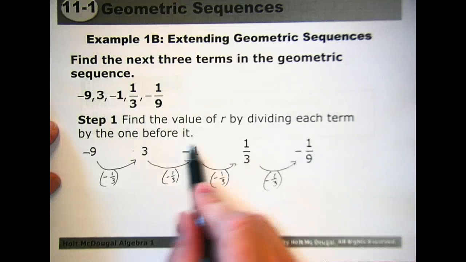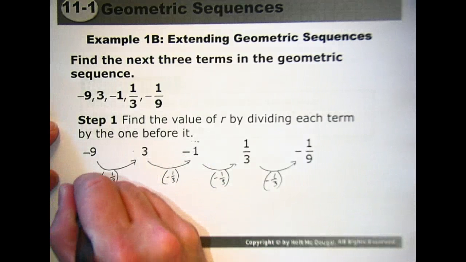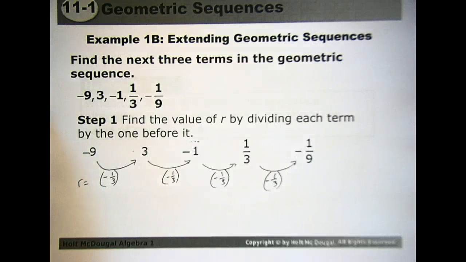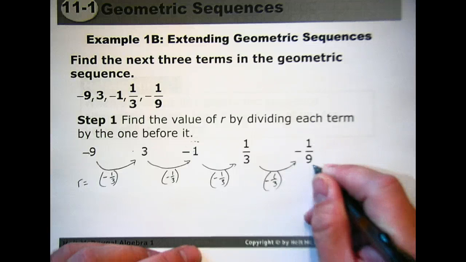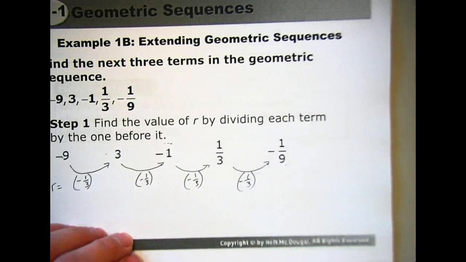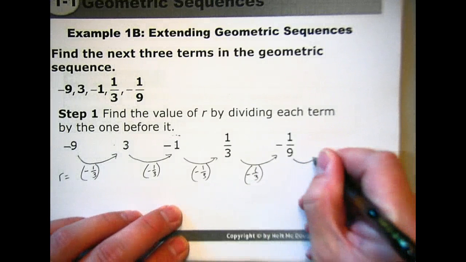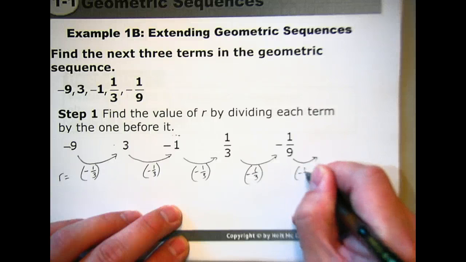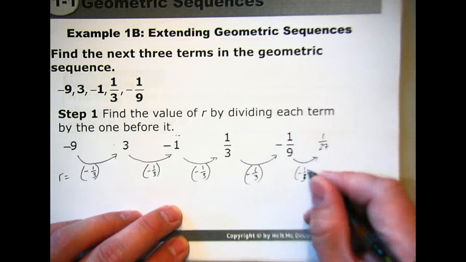So to find that ratio, divide this one by that one. So r equals that. All right. If we want to find the next 3 terms, what are the next 3 terms? Amanda, what do you got? I only got the next term. What's the next term? 1/27. Good. So multiply the bottom by 3.